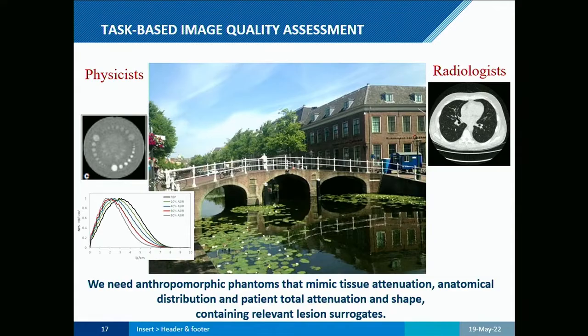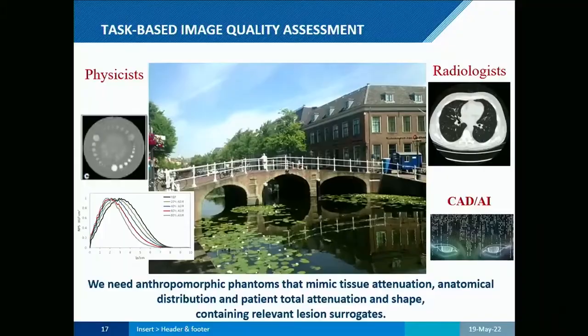So we need anthropomorphic phantoms, and these phantoms need to mimic the attenuation, the anatomical distribution, and the patient total attenuation and shape. And if possible, we would like to have also relevant lesion surrogates or disease stages. And to make things even more interesting, till very recently, we were just optimizing image quality for human eyes, because the radiologist or the doctor was the only one looking at the images.